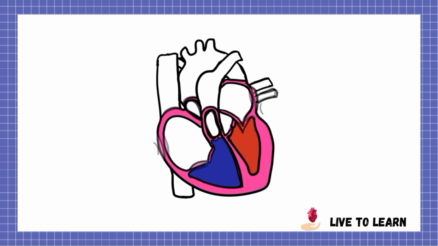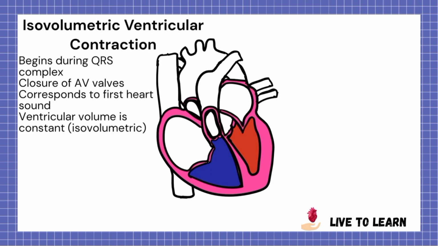The second event is isovolumetric ventricular contraction. It begins during the QRS complex, which represents electrical activation of the ventricles. Closure of the AV valves occurs during this time, which corresponds to the first heart sound. Since the contraction is isovolumetric, the ventricular volume remains constant.